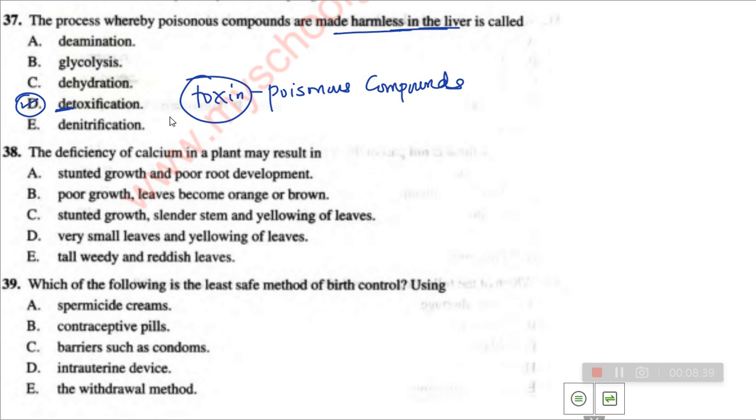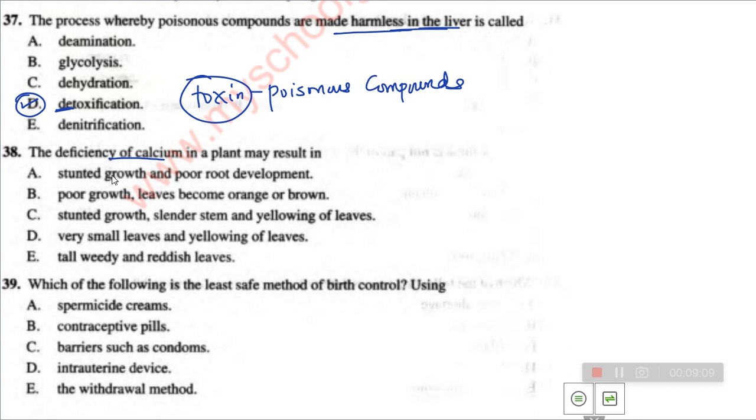So let's go to number 38. Number 38 states thus: the deficiency of calcium in a plant may result in... If you notice, calcium is important in humans, in our bones. Calcium is very important in our bones. It helps to develop strong bones. But in plants it is somehow different, because plants don't have a skeleton like we do, though they have some structures that function as a skeleton.